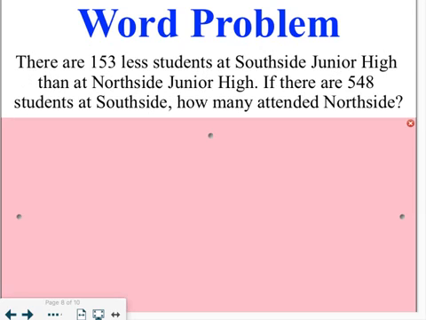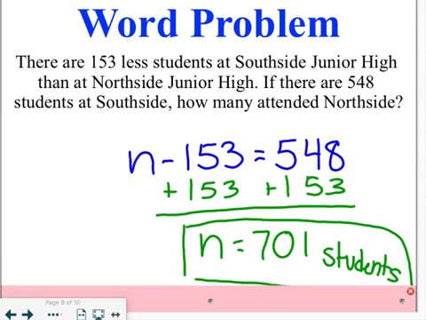Go ahead and try this word problem on your own. Writing out your equation, you should have gotten n minus 153 is equal to 548. So the north students minus the 153 students is equal to the south students, which is 548. Solving, we add 153 to both sides, giving us a total of 701 students at north. If you have questions about this or anything else throughout this lesson, please let me know when you get to class.